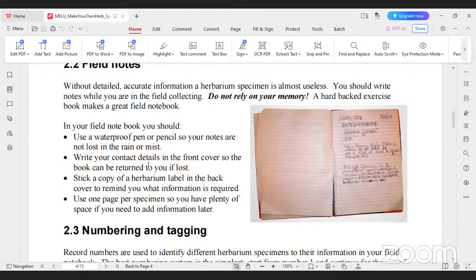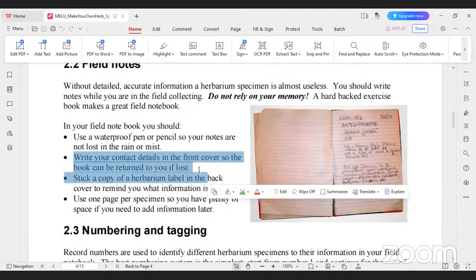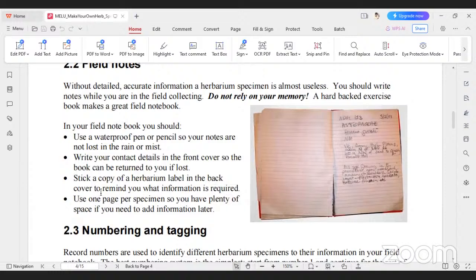Next, what you write in the field book: use a waterproof pen or pencil so your notes are not lost in the rain and mist. That is number one. Write your contact details in the front cover so the book can be returned to you if lost. It is a simple thing, but you should follow it. Stick a copy of the herbarium label in the back cover to remind you what information is required. Use one page per specimen so you have plenty of space if you need to add information later.